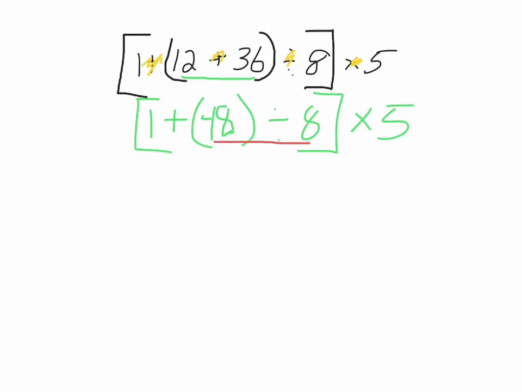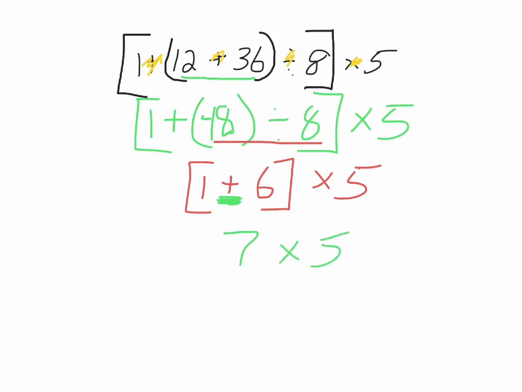We can do 48 divided by 8 next, which is 6. I do have to keep the outside brackets, though. Okay, next I'm going to do the 1 plus 6 because that's in parentheses or brackets. And then finally, we have 7 times 5, which is 35. Okay, so I had 1, 2, 3, 4 steps in that order.